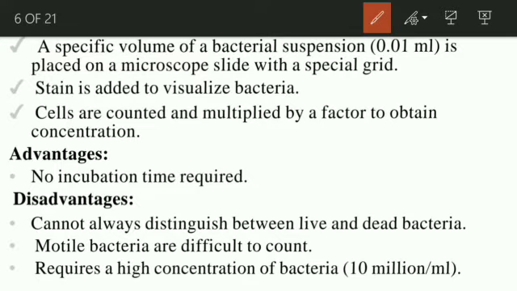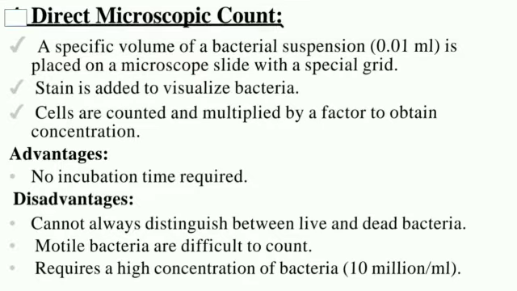Let us see. In microscopic count, this is a direct count. There are two different methods: one is the direct method, another one is the indirect method. What is the direct method? In the direct method you can directly take the cells from a culture, either a liquid culture or from solid media, and simply measure them. That is direct. If you are doing something else, then it is an indirect method. So let us start with the microscopic count.